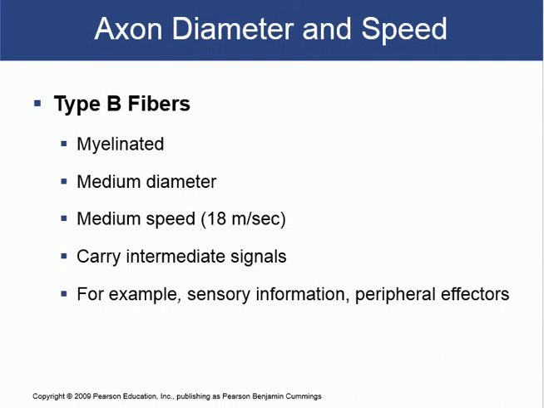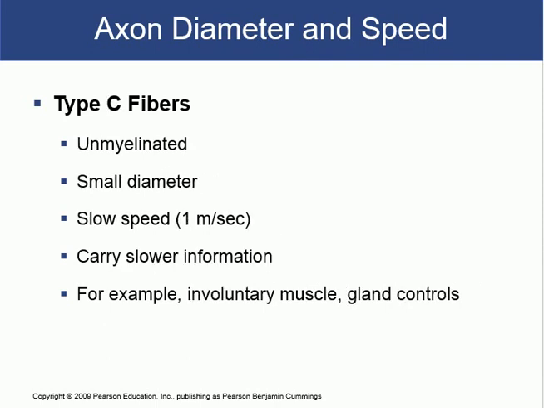Type B is myelinated still, but it is medium diameter. So something like sensory information and peripheral effector, which is the afferent and efferent. Sensory information is sending, it's still fast, but not as fast. Okay? So this is type B. Versus type C, which is unmyelinated. This is the only one that's unmyelinated. Okay? And this is the slowest of all.